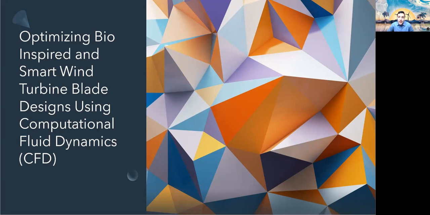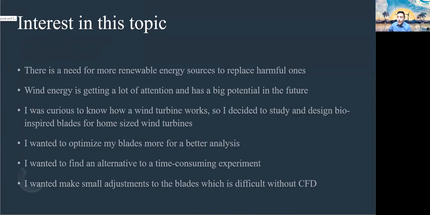My study is about optimizing bio-inspired and smart blade designs using computational fluid dynamics method (CFD). You may be asking, what is my interest in this topic? So there is a need for more renewable energy, especially wind energy, since it has been increasing since the 2000s.